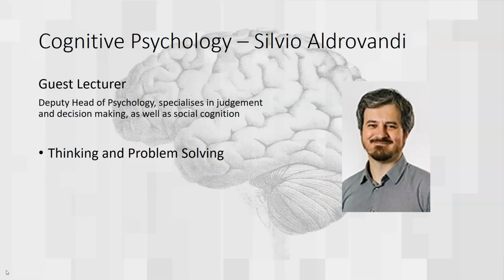Our final cognitive psychology lecturer is Dr. Silvio Aldrovandi. He is the deputy head of the psychology department and specialises in judgment and decision making as well as social cognition. He will be leading your lecture in thinking and problem solving. Silvio will cover how we solve problems and also discuss errors in cognition that lead to errors in problem solving.